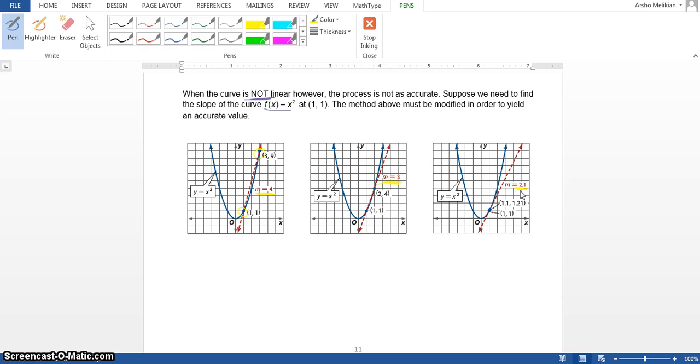So the trick is then, if I really want to zero in on this slope and get the most accurate and precise approximation of it, I have to get my points infinitesimally close to each other, extremely close to each other. Okay? Only then will I get the most accurate version of the slope. Any questions here?